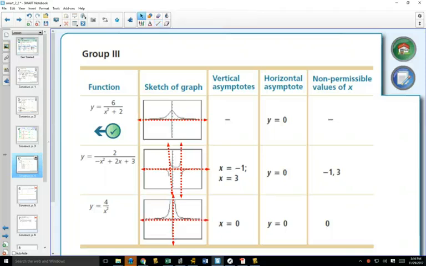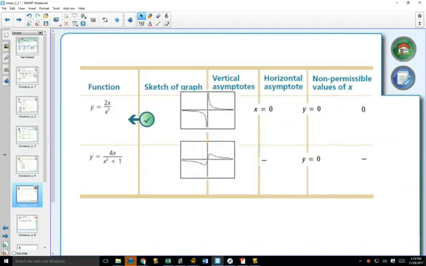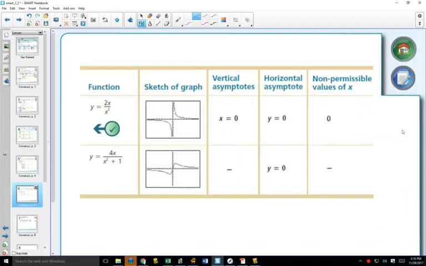And if we go to the last 2, asymptote there and there. And ooh, here's one where the graph went through the asymptote. I know that feels a little bit wrong, but it's a horizontal asymptote. It's allowed.